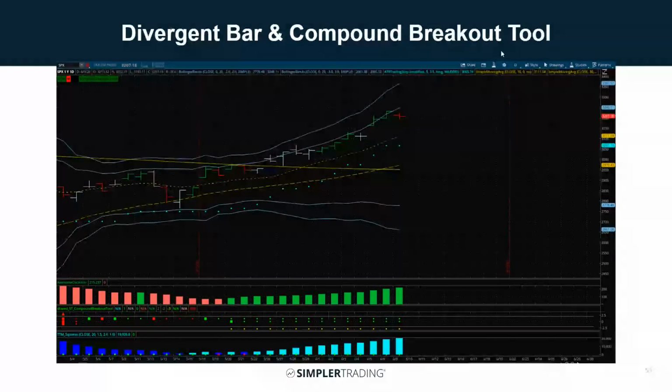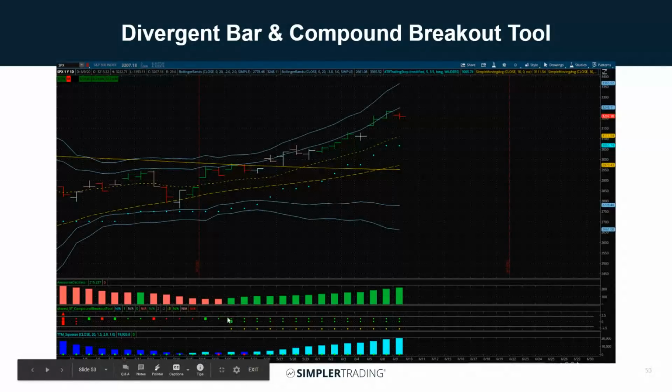So here's an example of both the divergent bar and the compound breakout tool in SPX. Here, for example, we had some nice bullish divergent bars. These are the light blue colors on my charts. Here is the compound breakout tool down here. Once I had two of the three lines print green, that was a valid bullish signal. If all three print, it's an excellent signal. But you can see I had a bullish signal here.